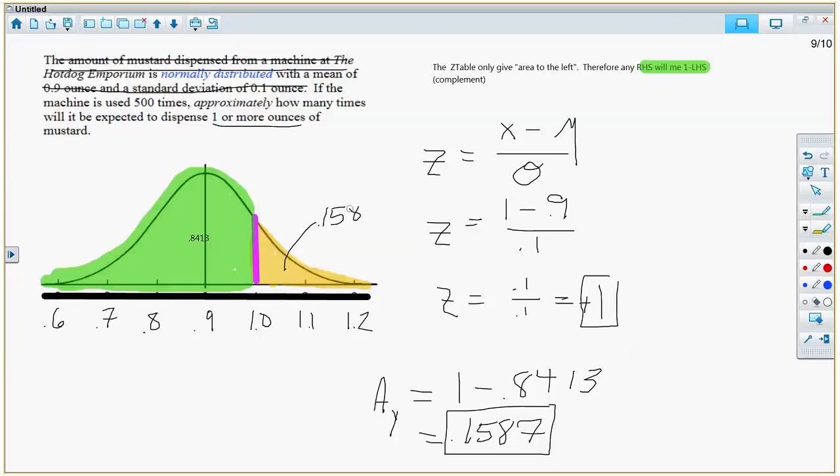Can I just use the empirical rule? No, you cannot. Most of the time this is not going to come out to be exactly your z-score. Sometimes it's going to come out to be 1.7.